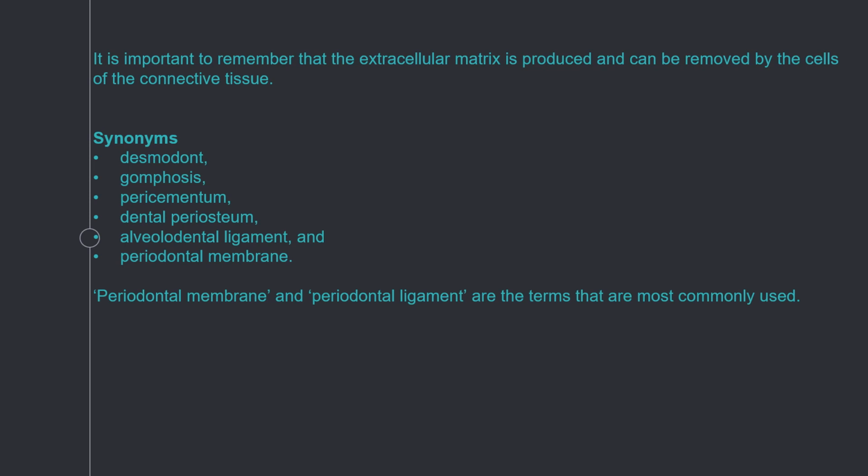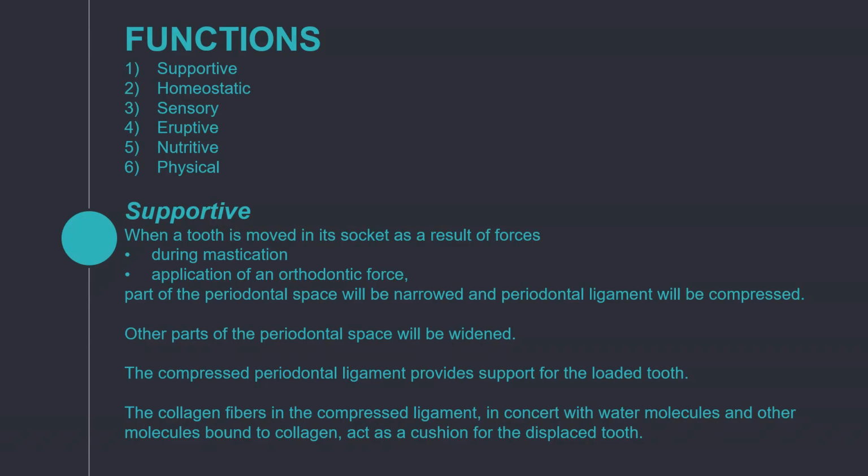The other names by which the periodontal ligament could be called are desmodont, gomphosis, pericementum, dental periosteum, alveolodental ligament, and periodontal membrane. The most commonly used are periodontal membrane and periodontal ligament.